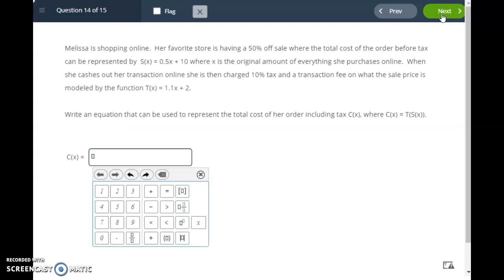Melissa is shopping online. Her favorite store is having a 50% off sale where the total cost of the order before tax can be represented by S of x equal to 0.5x plus 10, where x is the original amount of everything she purchases online. When she cashes out her transaction online, she is then charged 10% tax and a transaction fee on what the sale price is, modeled by the function t of x equals 1.1x plus 2. Write an equation that can be used to represent the total cost of her order including tax, c of x, where c of x is equal to t of s of x.